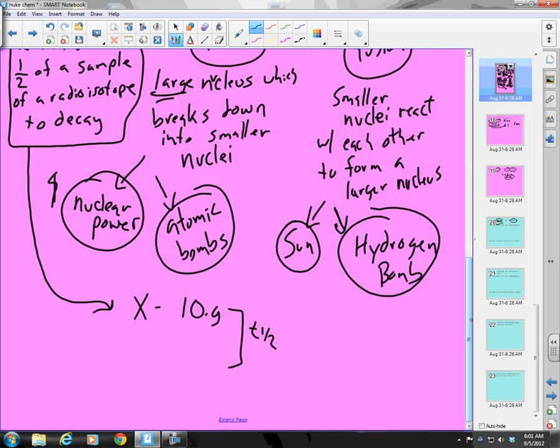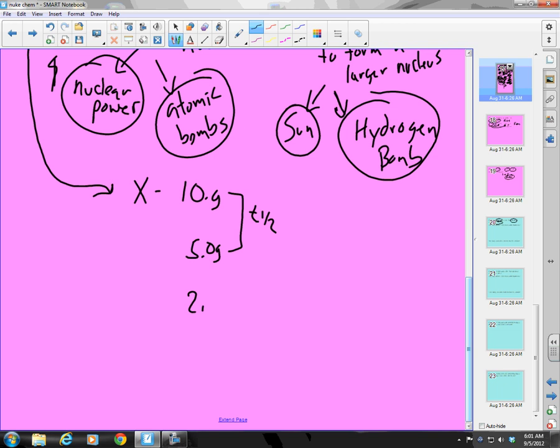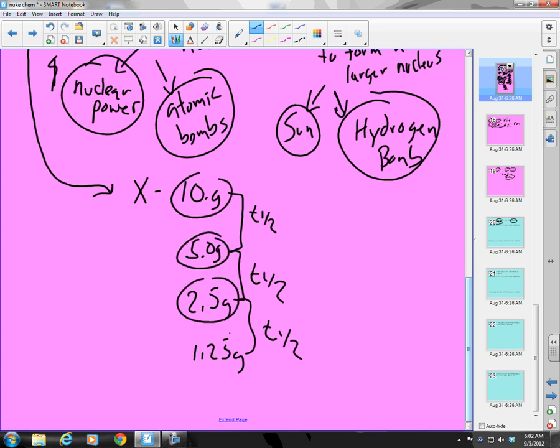So if I start off with 10 grams, after 1 half-life, what happens? Half of that decays, meaning after 1 half-life, I have 5 grams. How long then does it take for me to get to 2.5 grams? Well, it takes another half-life. How long does it take then for it to go to 1.25 grams? Well, it takes another half-life. You guys getting the idea? Each half-life divides my amount by 2, reduces it by 50%.